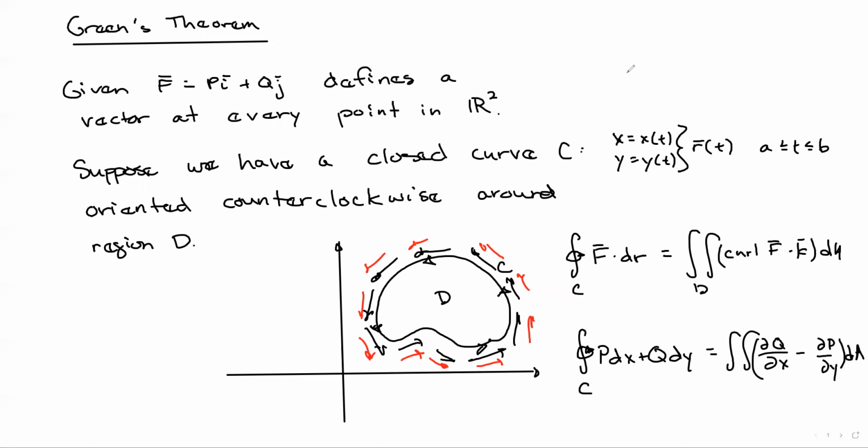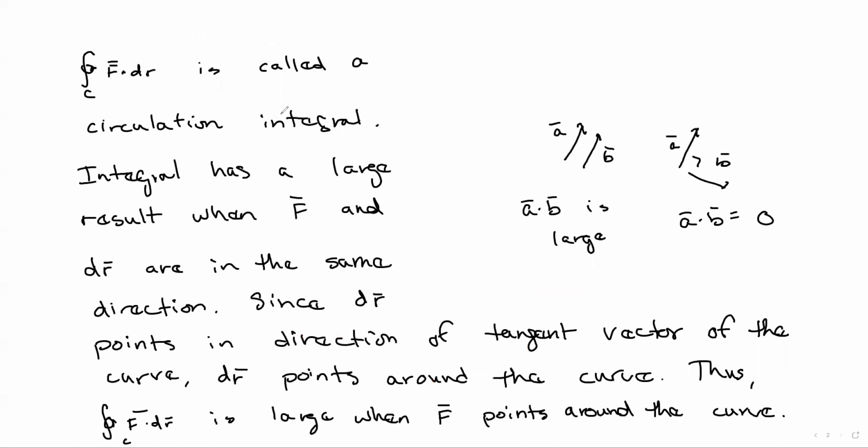Okay, and so that's where we can go through and say that this integral of f dot dr over c, that's why we call it a circulation integral. It's because it measures circulation in the vector field. All right, it gives us a measurement of the circulation in the vector field.